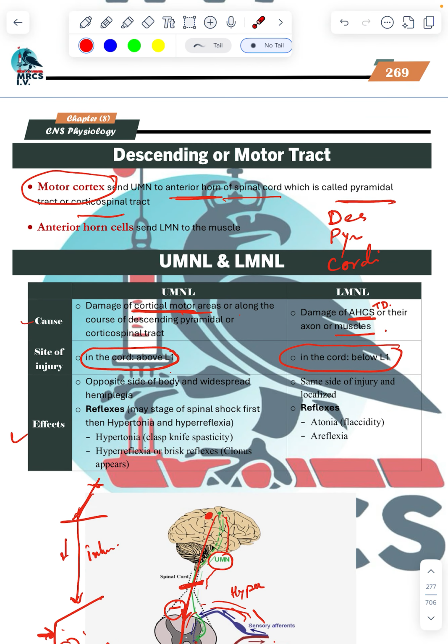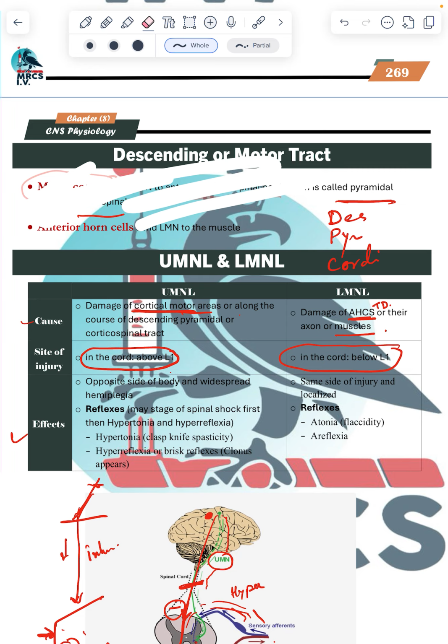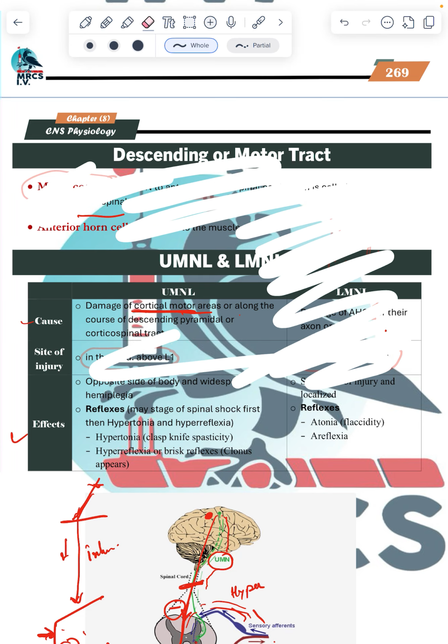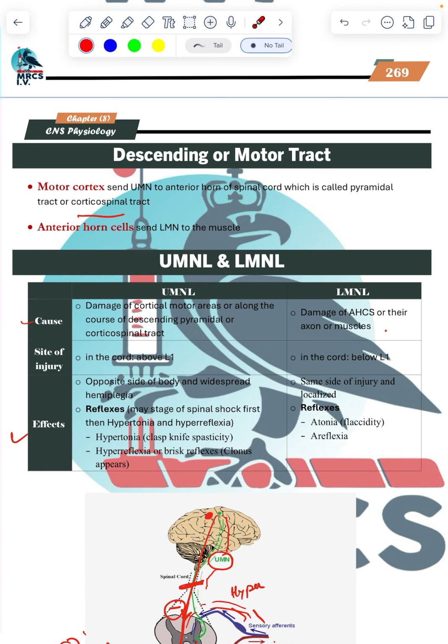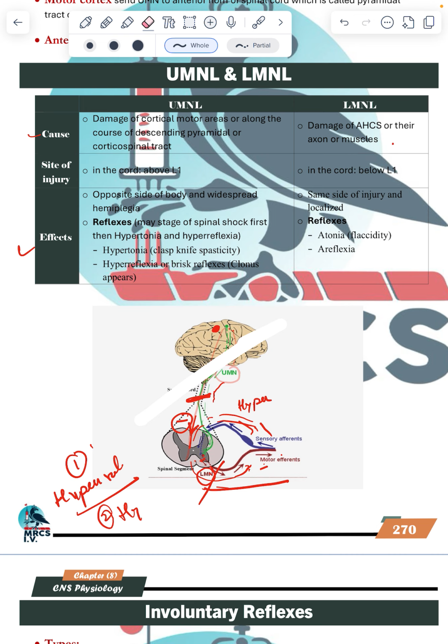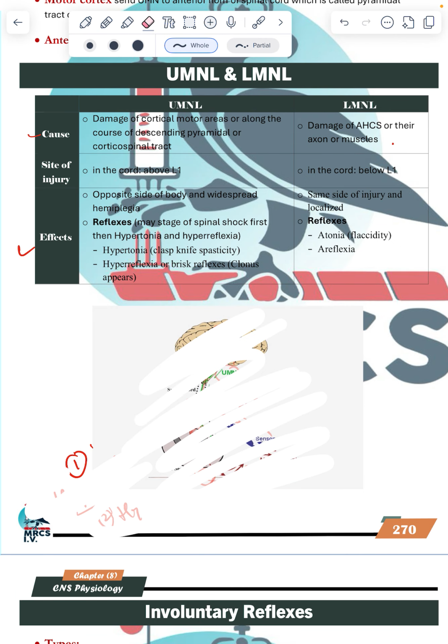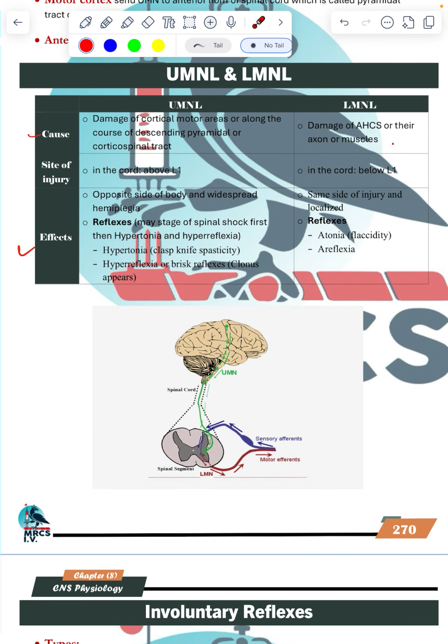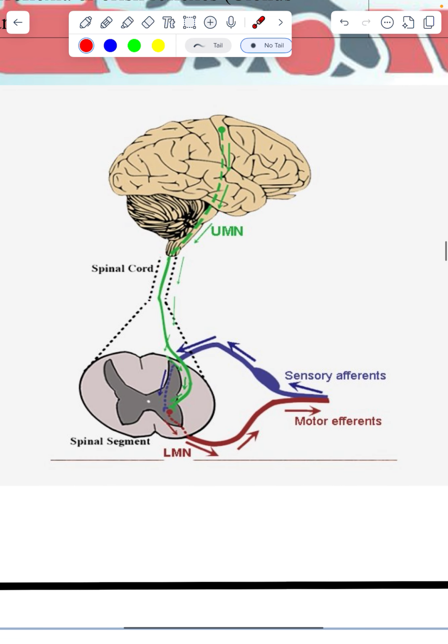Now coming to the descending tract. This is a simple thing you have to understand: descending tracts carry motor signals from above to down, from the brain. Here you can see this is the brain, the frontal part, and this is the occipital part. The precentral gyrus is the motor area. From here, the upper motor neurons come down to the spinal cord.